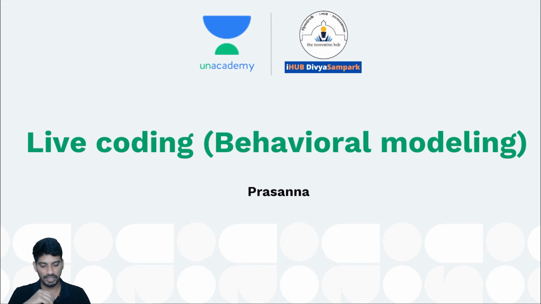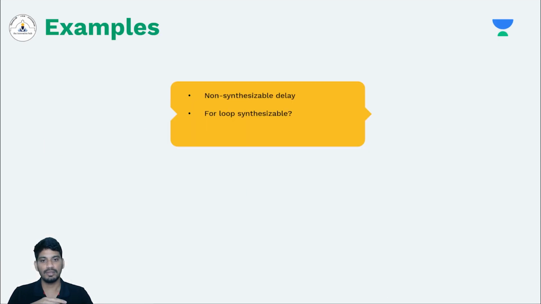Welcome to the live coding session on behavioral modeling. In this session, I will discuss some examples like how to use the forever loop or how to use the for loop. I'm not discussing any design examples like decoder, multiplexer or counter because we have already seen decoder, multiplexer and counters using data flow modeling and gate level modeling many times, right?